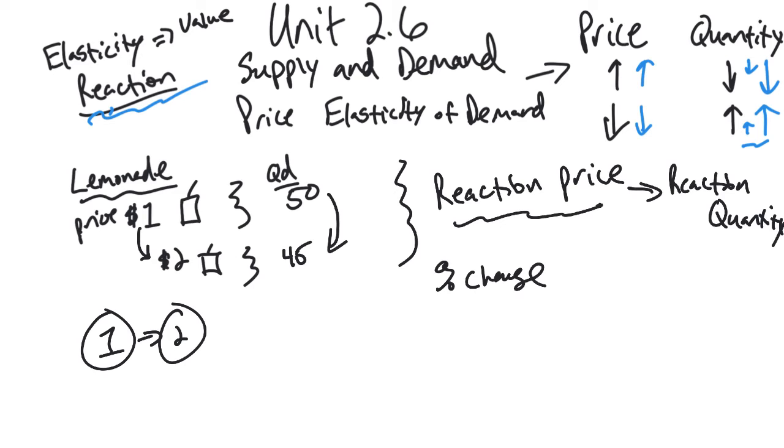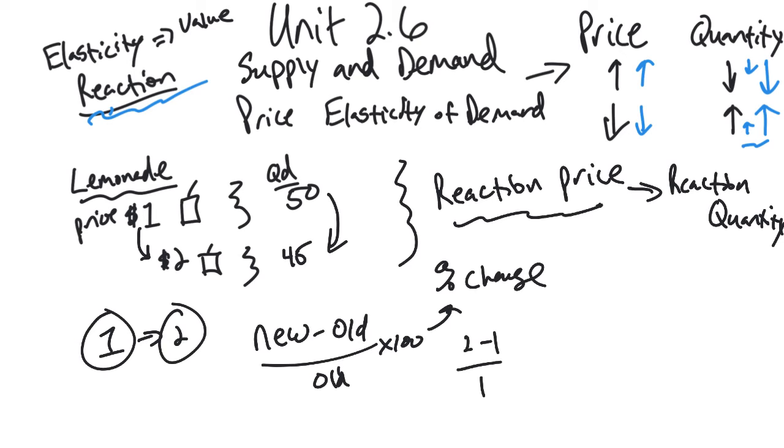To figure out percent change, we take our new price minus our old price, divided by the old price, times 100. So it was $2 minus $1, over $1. That equals 1, times 100, equals 100% change. So we had a 100% change in price.